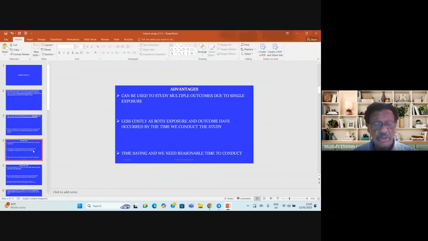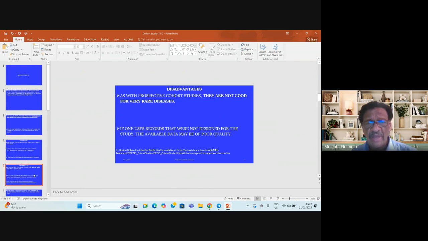The advantages of the retrospective cohort study are that it can be used to study multiple outcomes due to a single exposure, and it's less costly, as both the exposure and the outcome have occurred by the time we conduct the study, and it is time saving. We need reasonable time to conduct the study and to submit the final report.